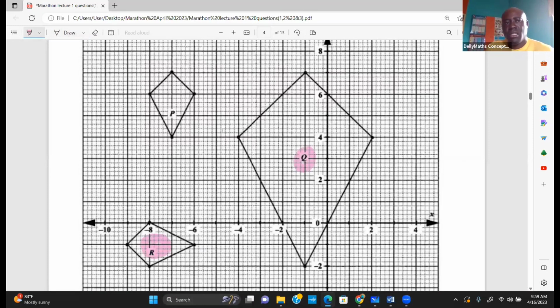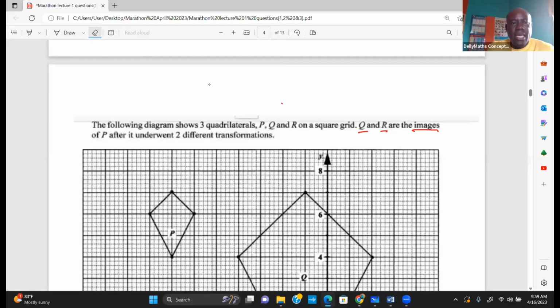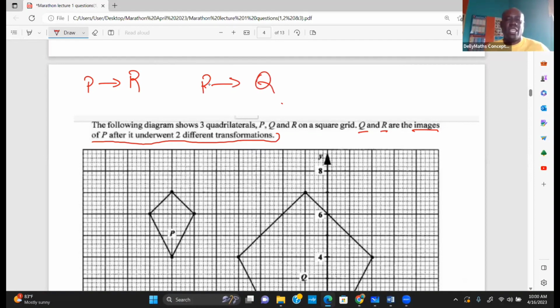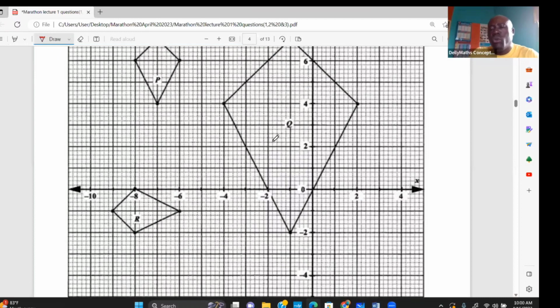P is the object, the original one, because they told you Q and R are images of P after it underwent two different transformations. So it's like you have your P and you do something to it and it turns into R. You do another thing to it and it turns into Q. Two different things happen.